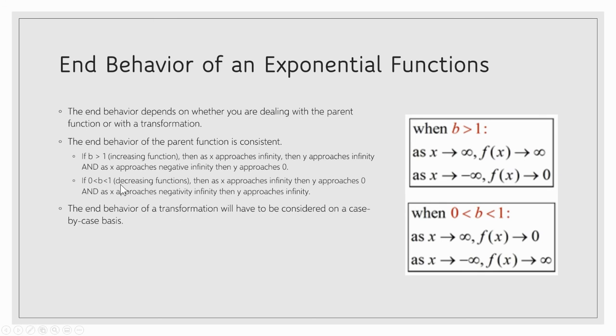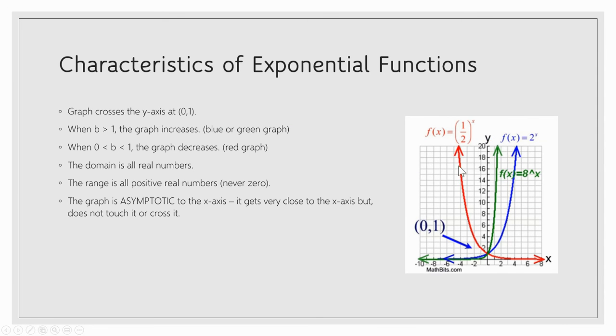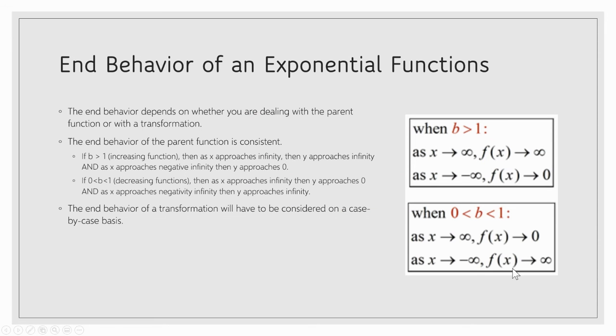All right. And then if I have a decreasing function, so if I come back here, this red one, that's a decreasing function. As x goes to infinity, y values go to 0 because you're going the other direction. And as x goes to negative infinity, your y values shoot off to infinity. And like I said here, the end behavior of a transformation will have to be considered on a case-by-case basis. So you have to see the picture to make a determination.